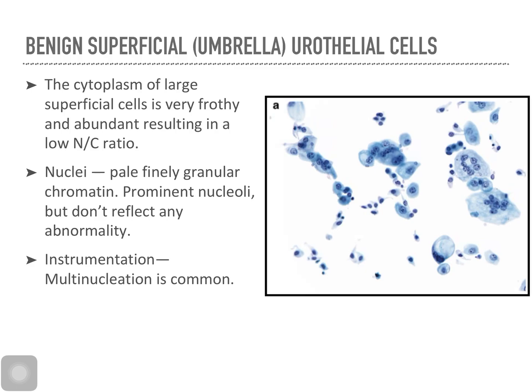Firstly, benign superficial or umbrella urothelial cells. The cytoplasm of large superficial cells is very frothy and abundant, resulting in a low NC ratio. The nuclei are pale, with finely granular chromatin. They have prominent nucleoli, but they do not reflect any abnormality. In case of instrumentation, multinucleation is common.